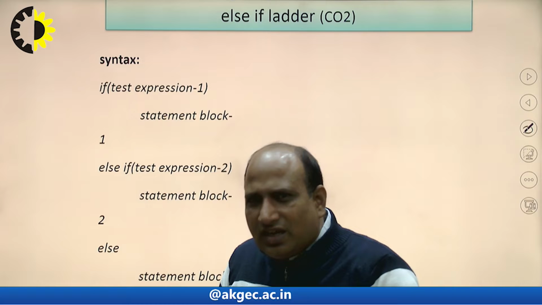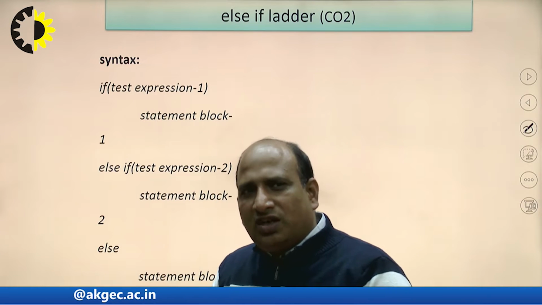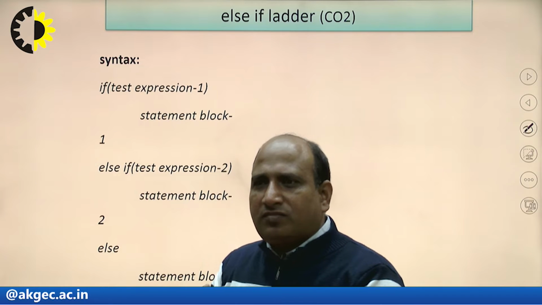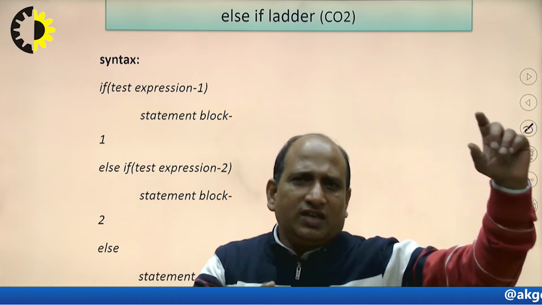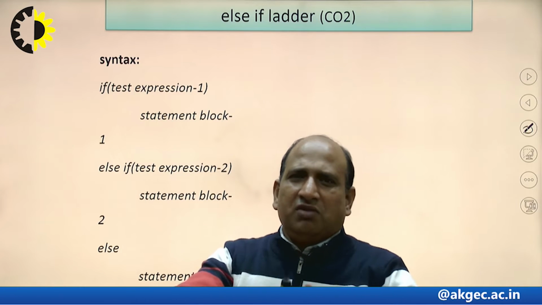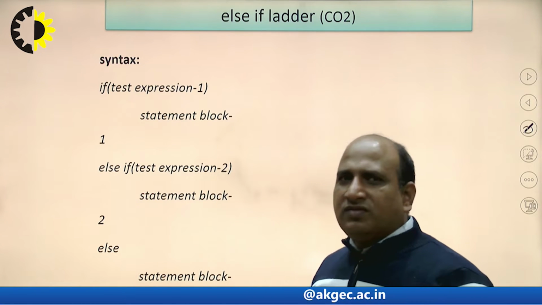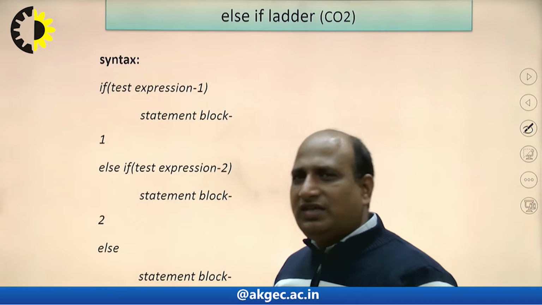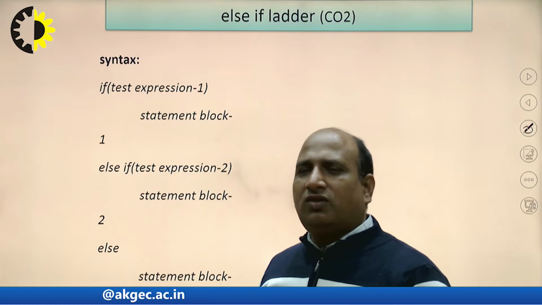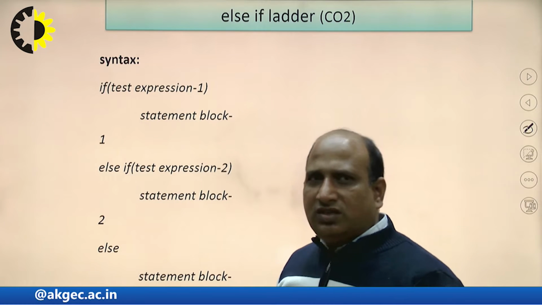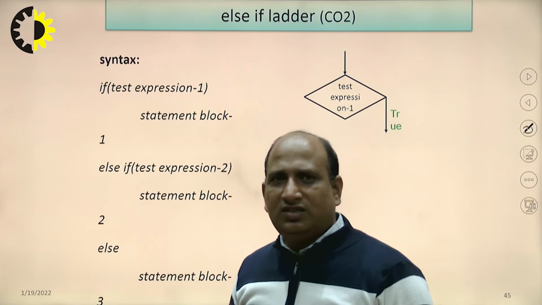Means different blocks of statements will be associated with different conditions. If this condition, execute this. If that condition, execute that. If another condition, execute this. We are making multiple branches depending upon different conditions. Whenever this situation arises, where we want multi-way branching, in that particular situation we will use this if-else-if ladder. And the flowchart for the same is here.